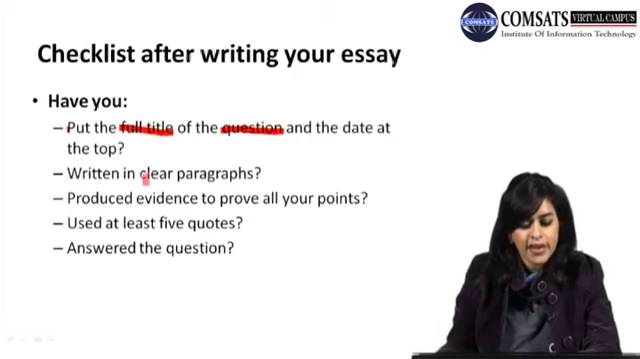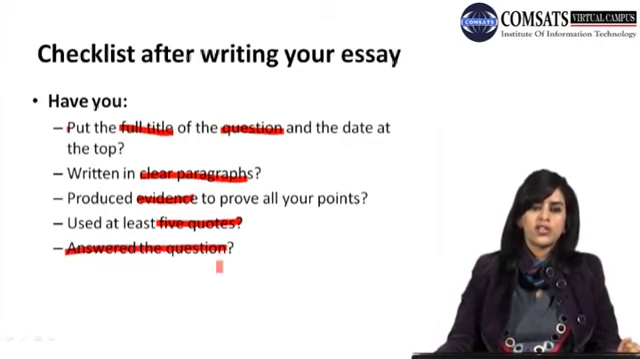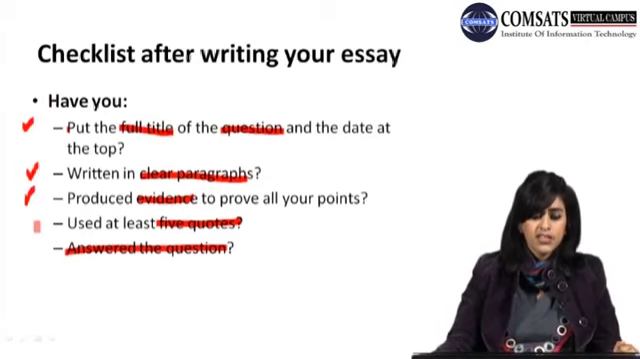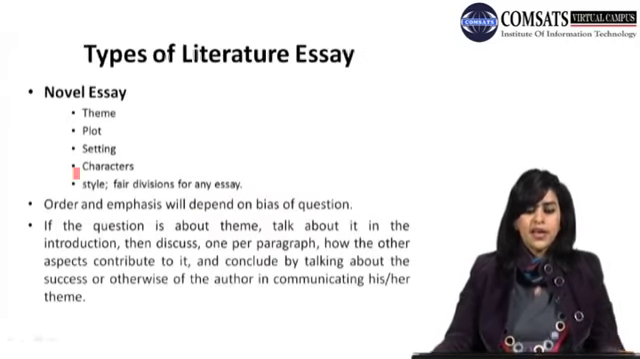You have written clear paragraphs, you have produced evidence to prove all your points, you have used at least 5 quotes. The minimum number of quotes that you can use in your literature essay is 5. You have answered the question that was there in your introduction and your thesis statement, and you have answered that question in your conclusion clearly. So these are a few things that you are supposed to keep in mind. This is a checklist that you can keep in mind while writing one good literature essay.